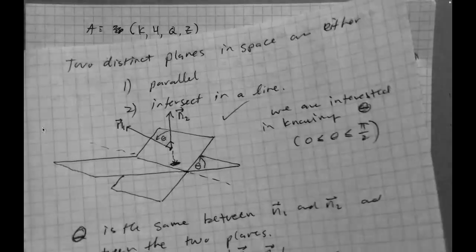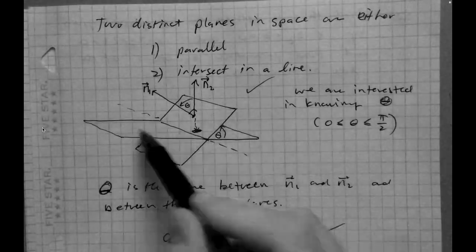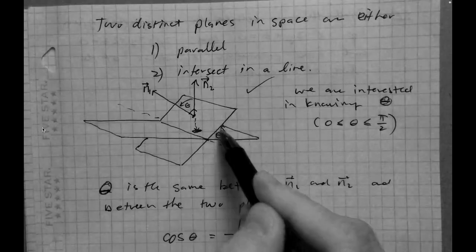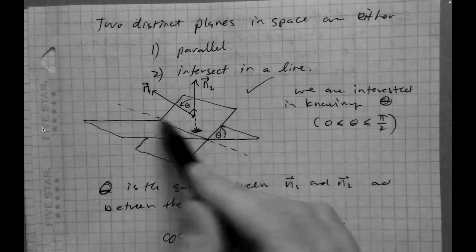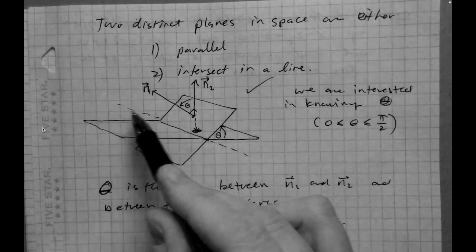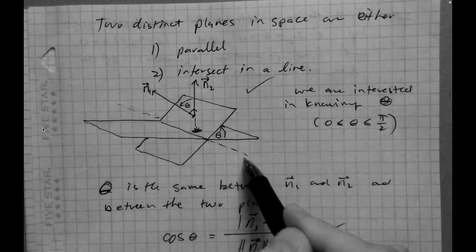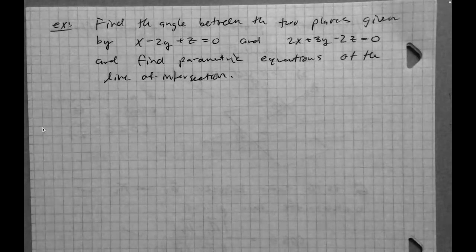So what we want to do is, we've got these two planes, we're given the equations of both of these planes. We want to find the theta between them, the angle between them, and we also want to find the equation of this line where they intersect. Okay. All right, let's do that.